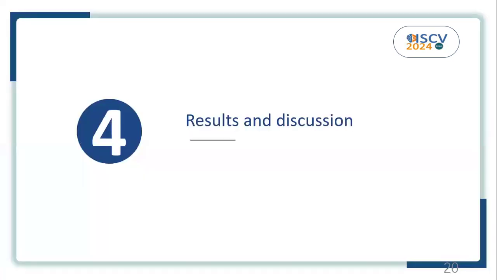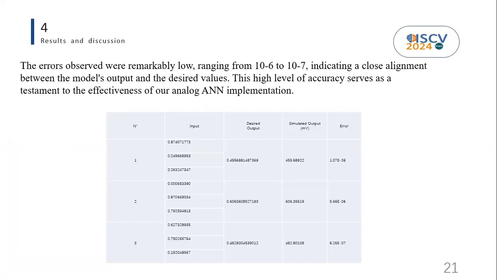Passing to the final section, results and discussion. The errors observed were remarkably low, ranging from 10 to the power of -6 to 10 to the power of -7, indicating a close alignment between the model's outputs and the desired values. This high level of accuracy serves as a testament to the effectiveness of our analog ANN implementation. In this table, we compare the results of our simulation with the desired results. At this step, we tested many different inputs, and the result always matched our expectations.